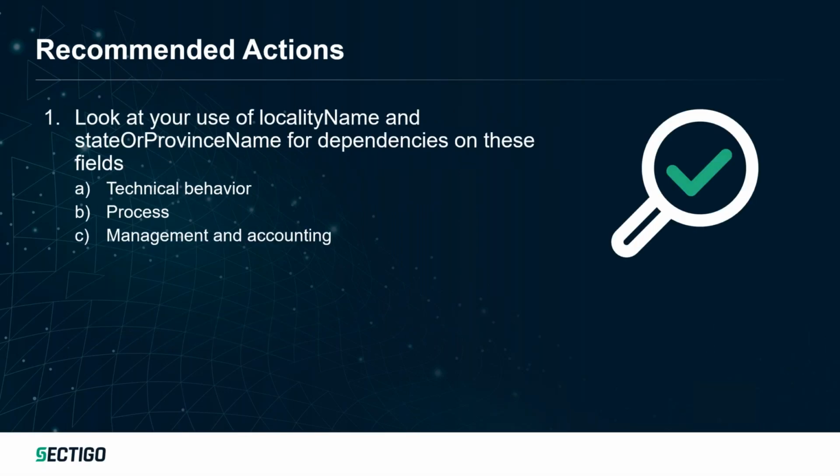So, recommended actions. I think we've covered all this. Look into your use of locality name and state or province name for dependencies. Think about technical behavior, think about your process, and think about maybe how you manage your business based on the presence or absence of those. And let's identify those and solve them now before you try to get new certificates and they won't work.